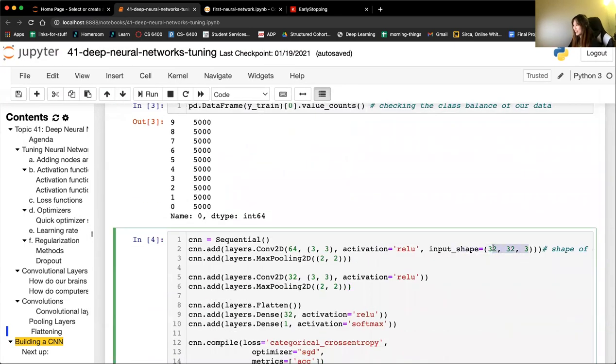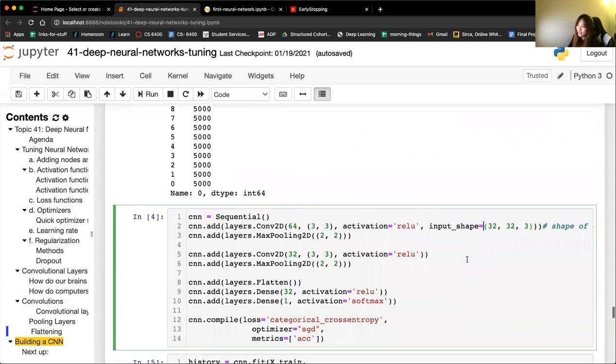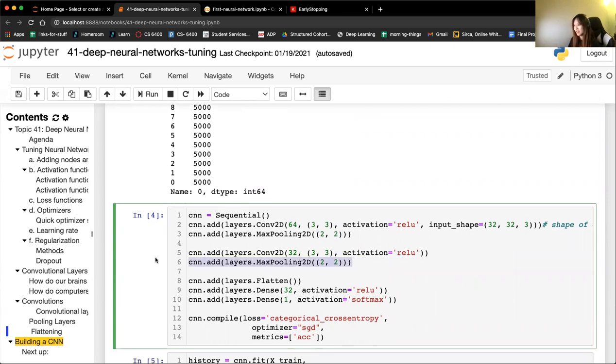So you have to give it that. And then within each layer, this is what's going on. So here, 64 is the number of nodes. And this 3 by 3 is just saying that we're using a 3 by 3 filter in this convolutional layer. And this 2 by 2 just means that we're pooling 2 by 2. And then same thing here.